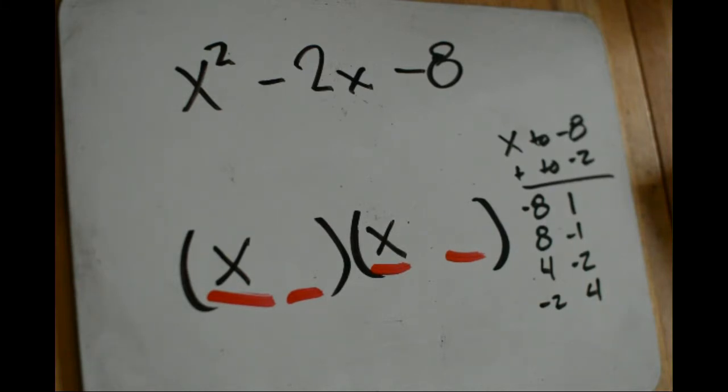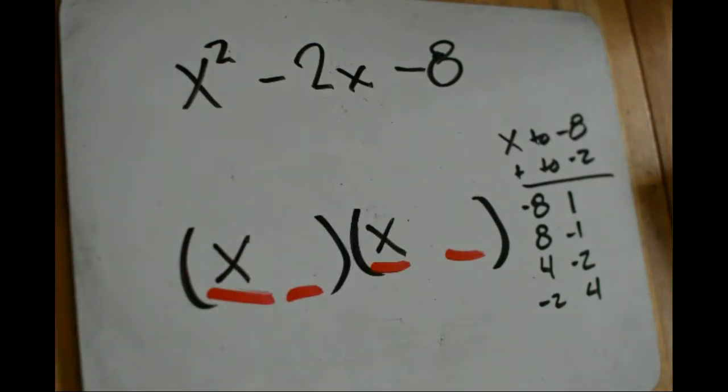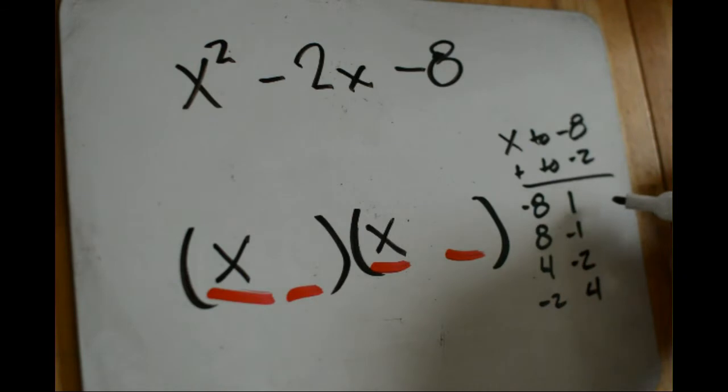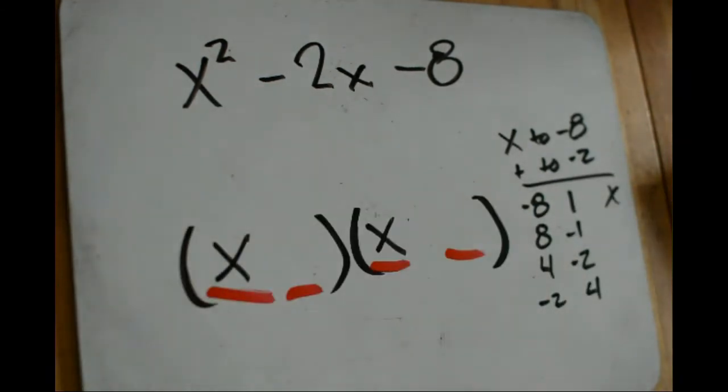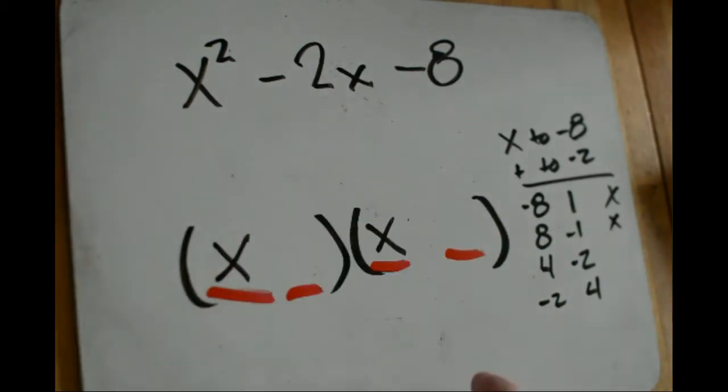So let's see what they have a sum of. We're looking for the pair that has a sum that adds up to -2. So -8 and 1, that's going to add to -7, so that's not what we're looking for. 8 and -1 has a sum of +7, not what we're looking for. 4 and -2 has a sum of +2, not what we're looking for.